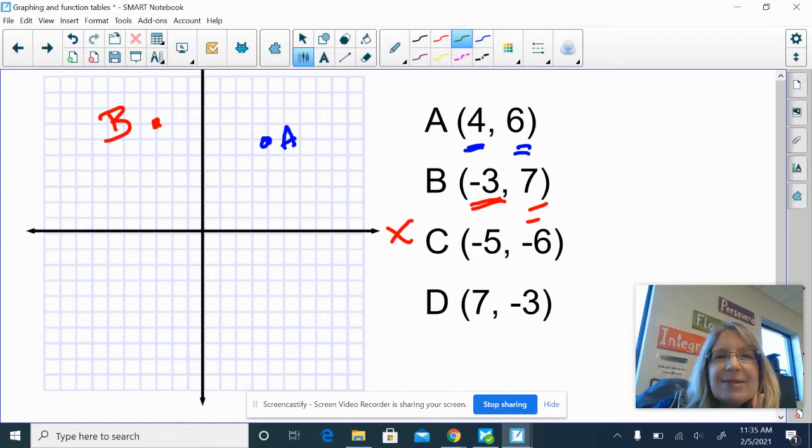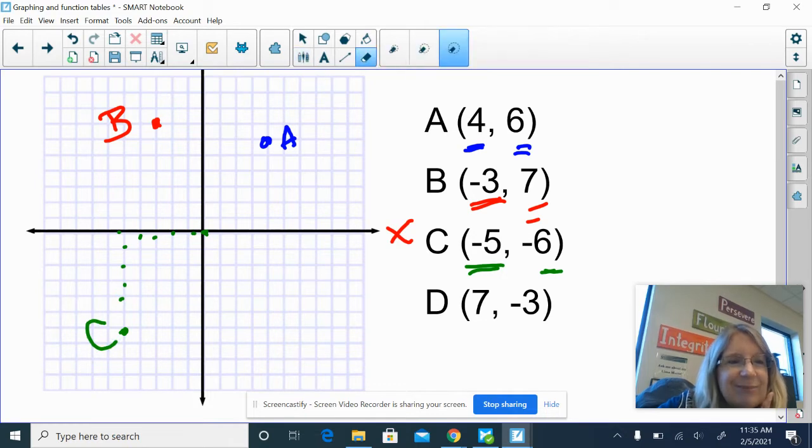Next one. Oops, let me change color. Oh, but they're both negatives. So that means we're going to go to the left for the negative 5. We're going to go down for the negative 6. So go back 5 from 0, 0. 1, 2, 3, 4, 5. Go down 6. 1, 2, 3, 4, 5, 6. There we go. So there's C.